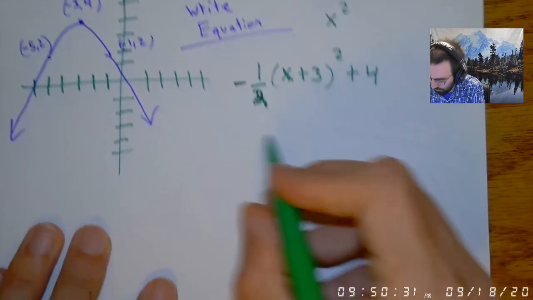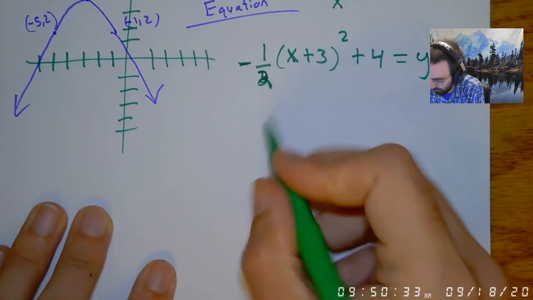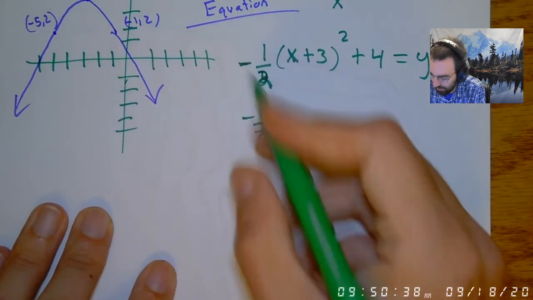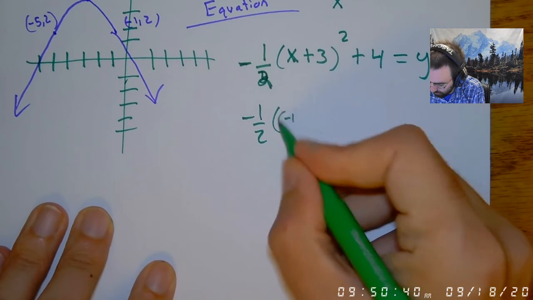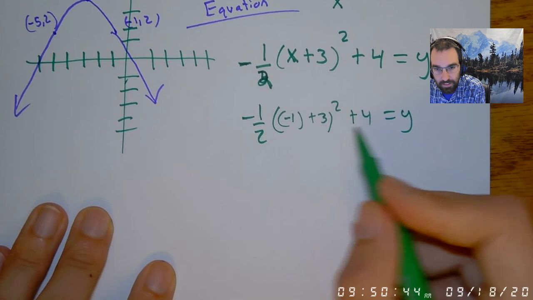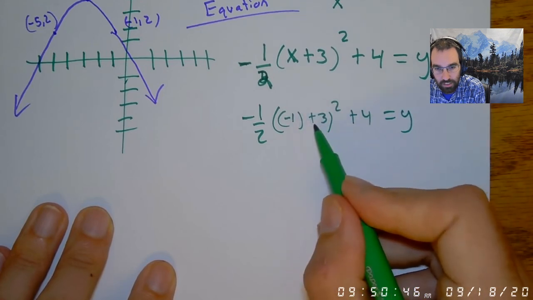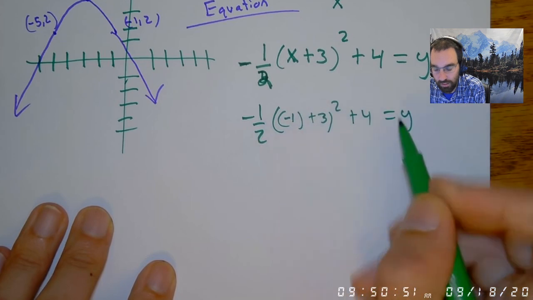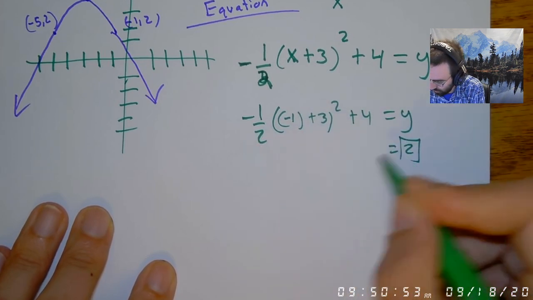So let's try this out now. So if I go -1/2, and it's negative, right? Because it's sad. So I'm going to have -1/2 times -1 plus 3 squared plus 4 equals y. And then -1 plus 3 is 2. 2 squared is 4. Half of 4 is 2. -2 plus 4 is 2. So we're good to go.